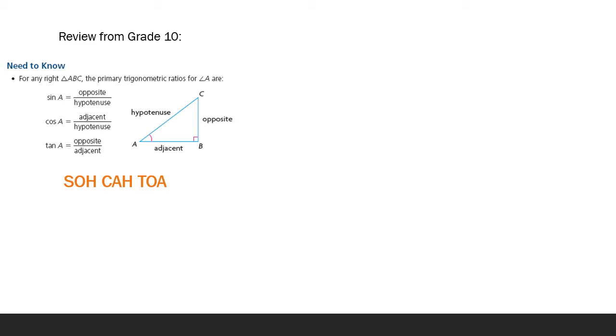SOH CAH TOA is telling you the three primary trigonometric ratios. The sine of angle A means you're going to find the length of the opposite and divide it by the length of the hypotenuse. The cosine of any angle means you're going to find the length of its adjacent side divided by its hypotenuse. And then the tangent of any angle, which is like your slope, is the opposite divided by the adjacent. So those were your big three from last year.